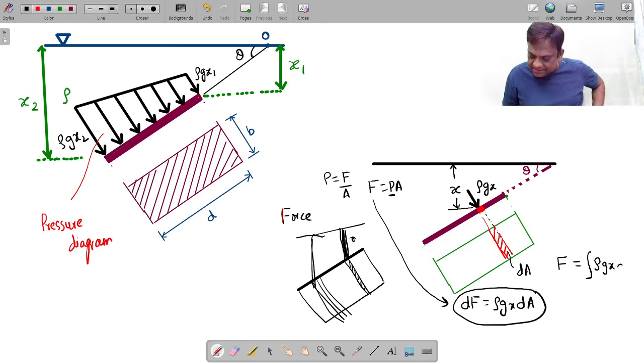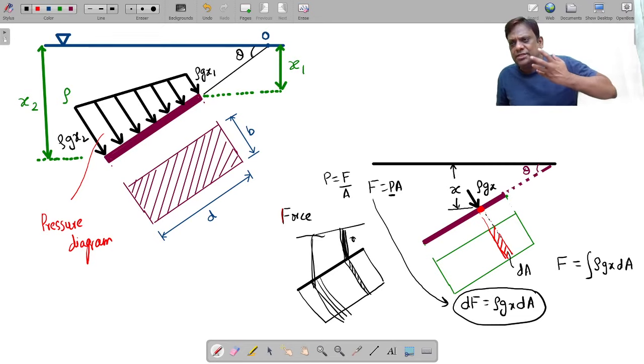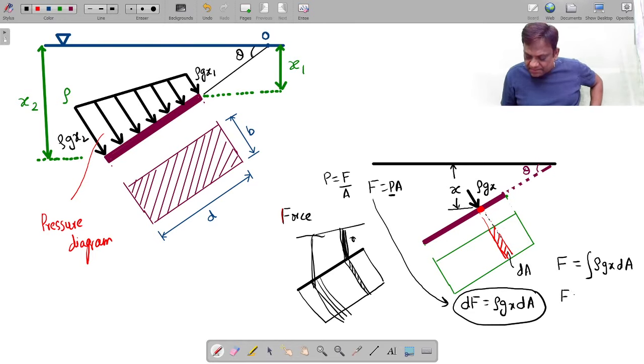It is integral of rho gx dA. So this will give me the total force, if I integrate throughout the area. Can I write rho g as w? Yes. So it is w x dA. The specific weight is assumed to be constant, so take it out. So this will be w times the integral of x dA.